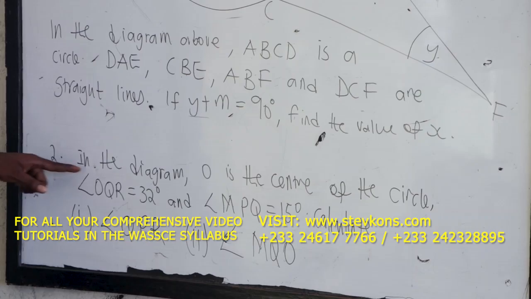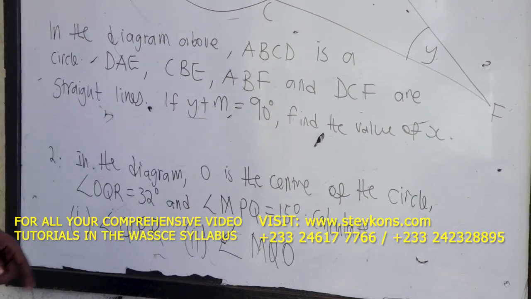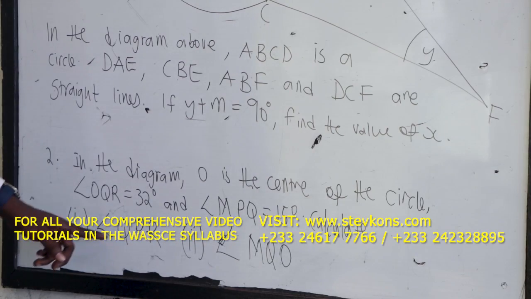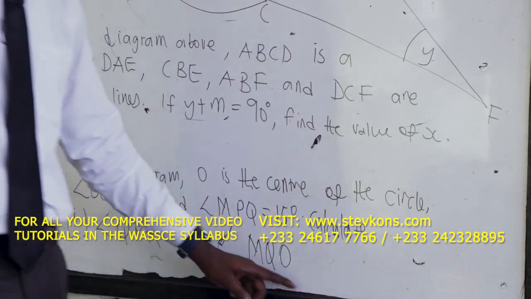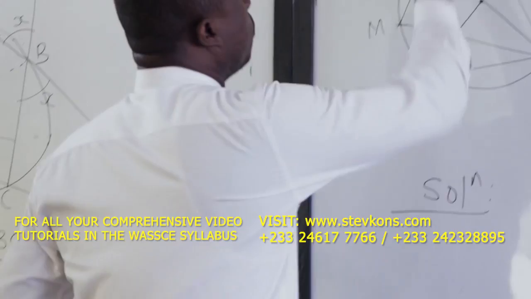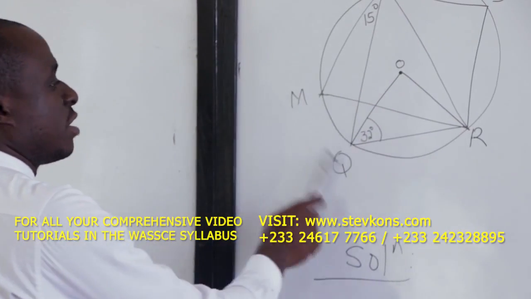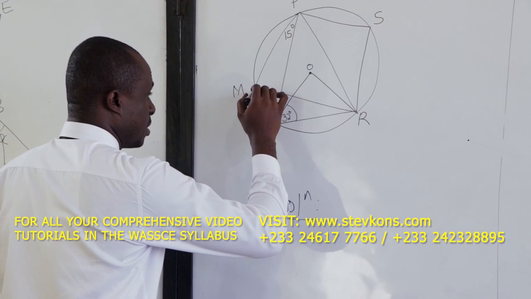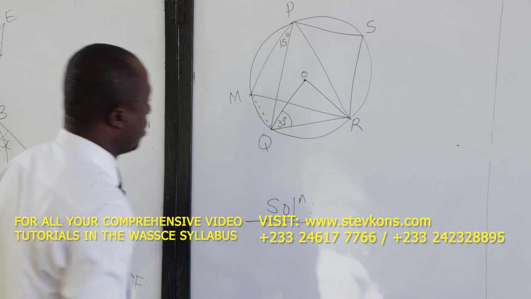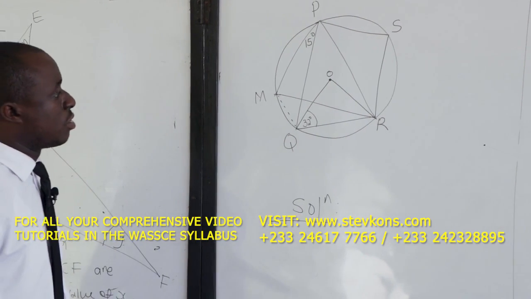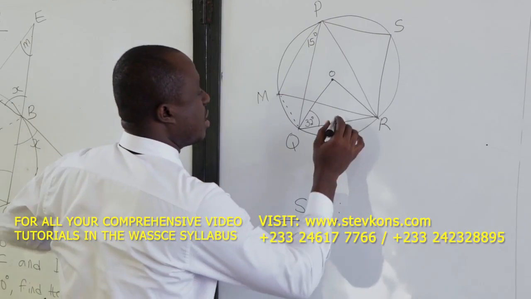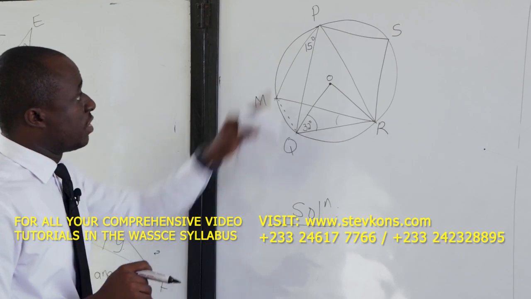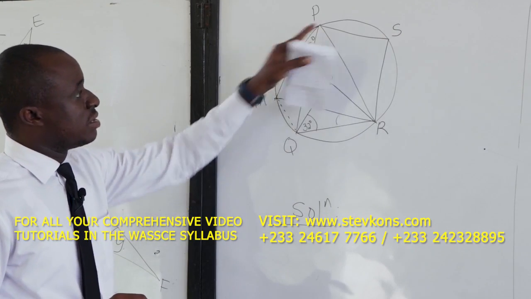Now let's see the question. It says that in the diagram, O is the center of the circle. OQR is 32 degrees and MPQ is 15 degrees. Calculate QPR and MQO. We want to find QPR and then MQO. Now let's consider a chord over here, that is MQ as a chord. So clearly, if this is 15, then the angle here is 15 degrees. But even before that, we want to find QPR, center and circumference.